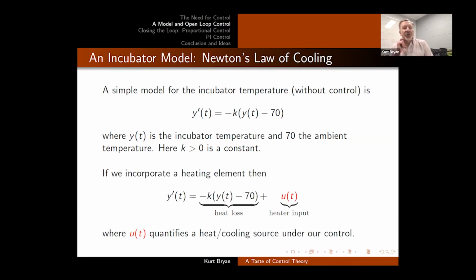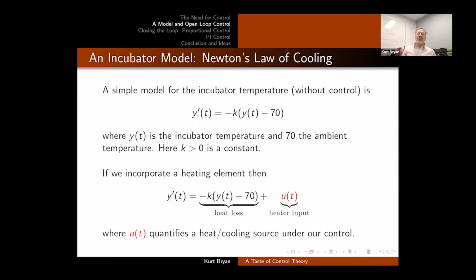If there is control, I'm going to implement that control by adding a function u(t) to the right-hand side of Newton's law, and that u(t) has the interpretation of being the input from the heater. Now you can do some dimensional analysis and find out how to physically think of u(t), but I don't want to get bogged down in that at the moment.